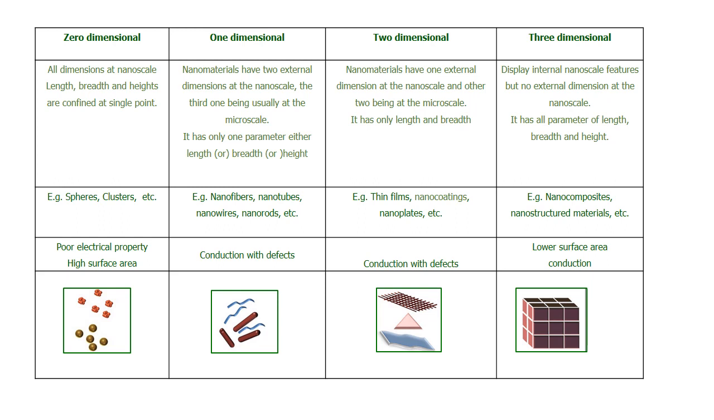Let us see the definition. When all dimensions at nanoscale, length, breadth, height, are confined at a single point, we call it zero dimensional. So here there is no movement at all for electrons.